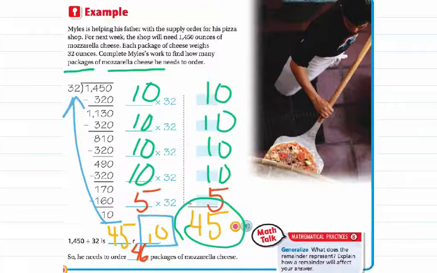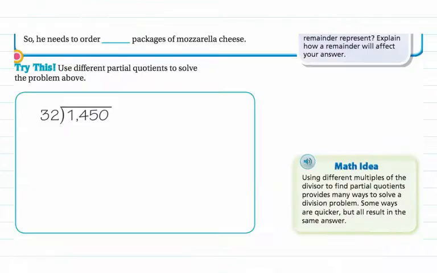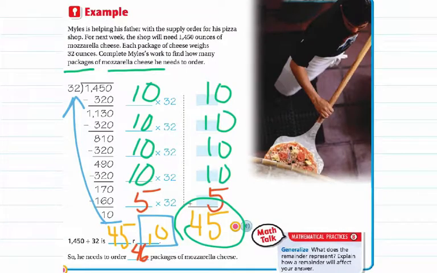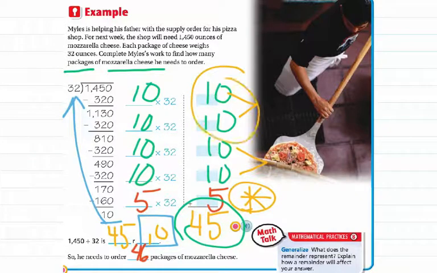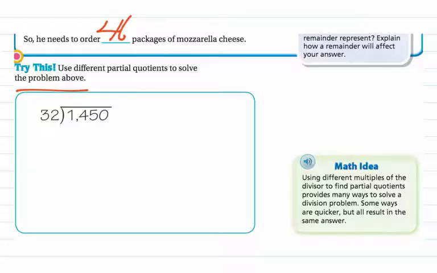So we're going to do the same problem here, students, in class, but what we're going to do in class is we're going to solve it using different partial quotients. So you'll see on this, he needs to order 46 packages of mozzarella cheese. So remember, it says use different partial quotients to solve the same problem. So we notice the problem is the same. If we go back and we see the partial quotients, we had 10 and 10, 10 and 10, and then we had a 5. Well, we know if we add up these two partial quotients, we say, well, 20. Could we use 20 as a partial quotient? Let's try it out.